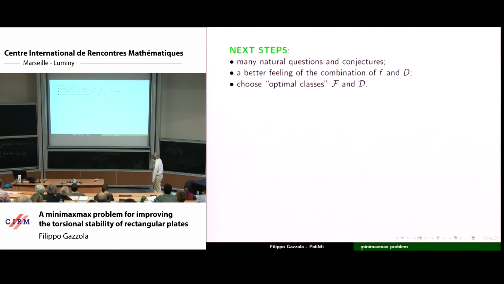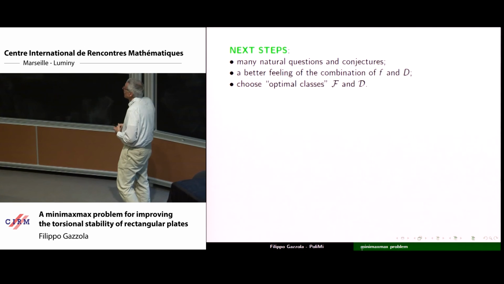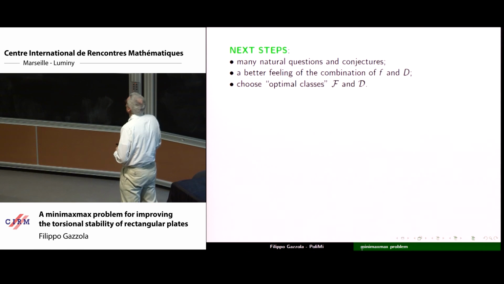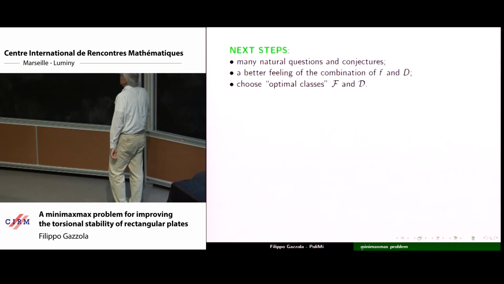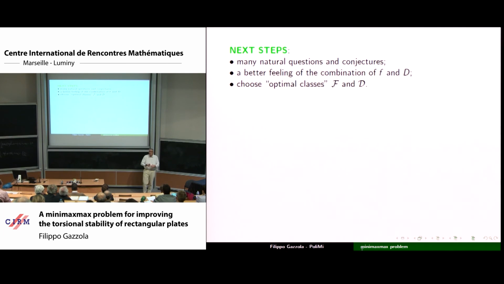So what remains to be done? Many things. There are many questions, many possible open problems and many conjectures to be solved. And I think that every day we find a new question to which we would like to give an answer. We need to have a better feeling of the combination between F and D. This was really a surprise at the beginning. Then we found an explanation. But to see that so many bad things can happen, you wish to strengthen, and in fact you get a worse situation. And then to find maybe optimal classes, where do you have to minimize, in which space, and which kind of trusses you need to consider.